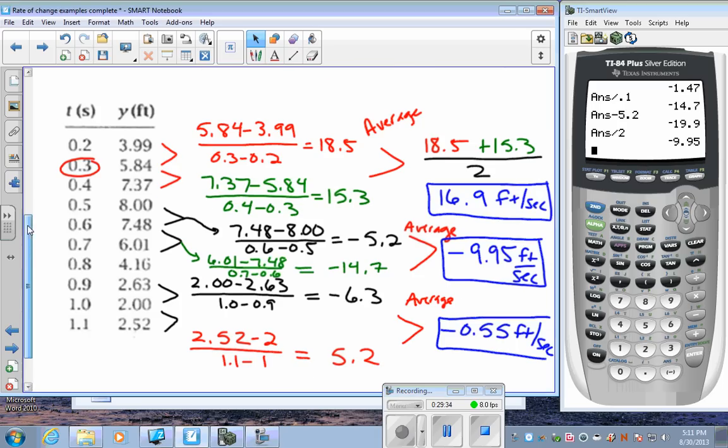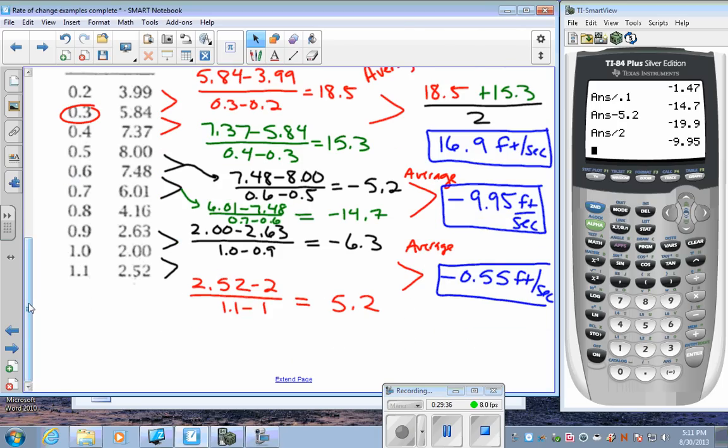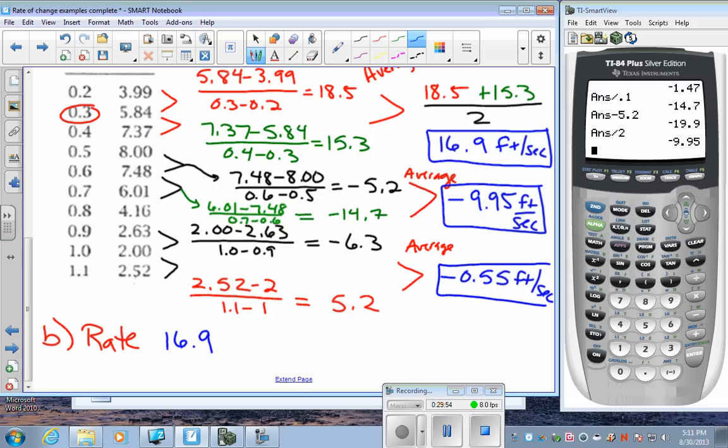Now we need to talk about part B. So in part B, it's asking, at time t is 0.3, is the mass going up or down? Well, let's look at the rate first. We found that rate of change, and that rate of change at 0.3 was the first one we found, which was 16.9 feet per second. And that is a positive rate. If that's a positive rate, that means that y is increasing.